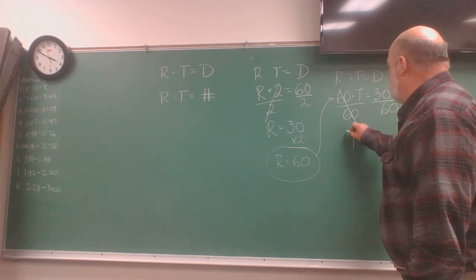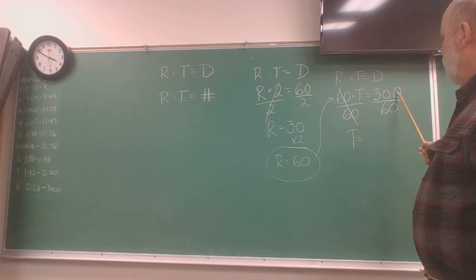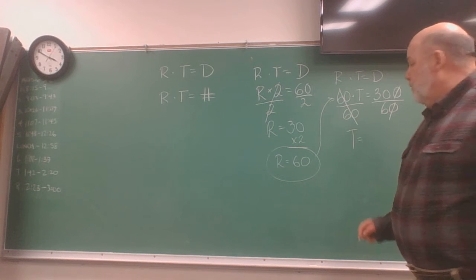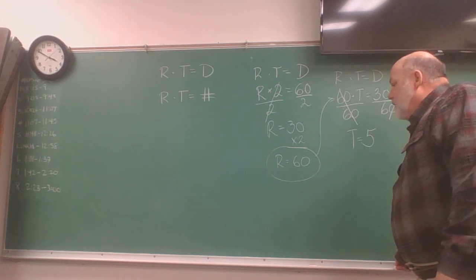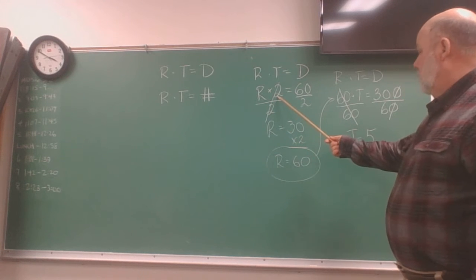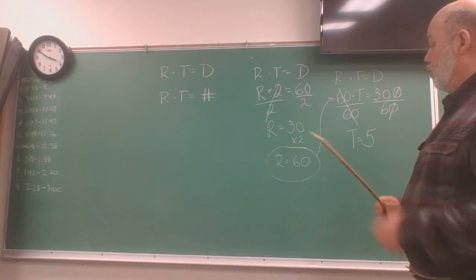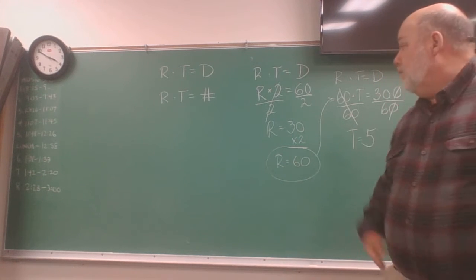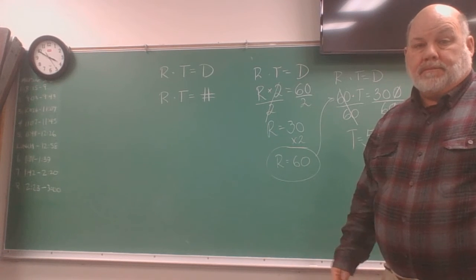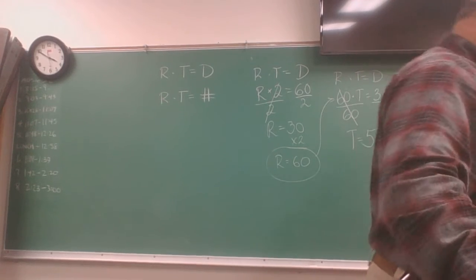These 60s cancel, leaving just the letter T. And 300 divided by 60 is the same as 30 divided by 6. His time is 5. He changed his rate here, and so he was doing 60 rather than 30. Okay, so let's move to the second problem.